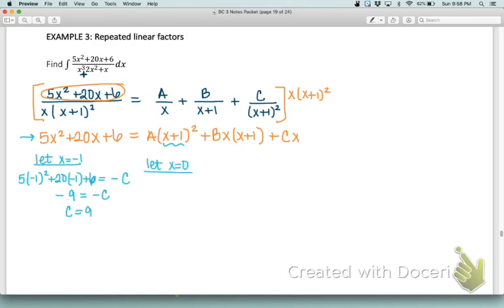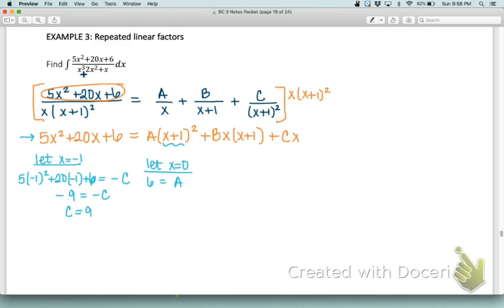That's going to take care of any of the terms that have just an x in them. So that's kind of easy to plug in on the left. We get 0 plus 0 plus 6. So that is 6 equals, we're going to have a times 1 squared. So that's just a, plus b times 0, that's out, plus c times 0, that's out. So now I have a and I have c.